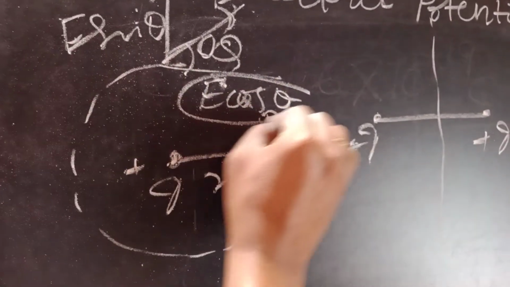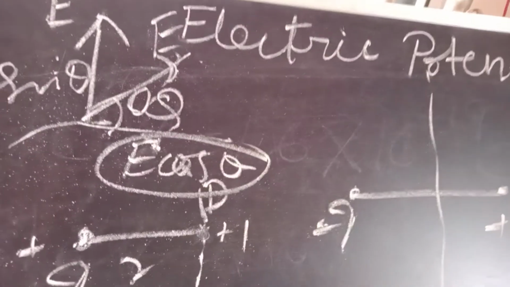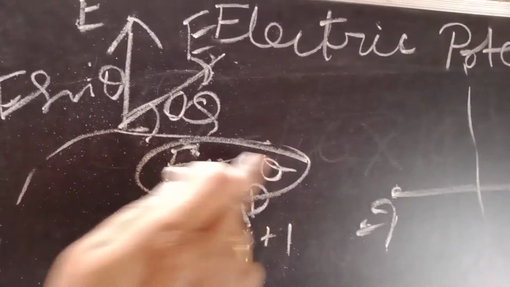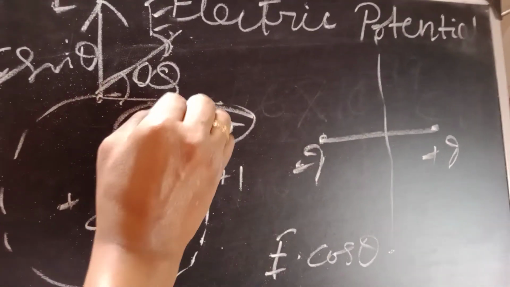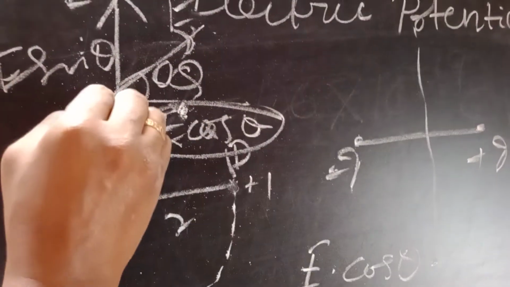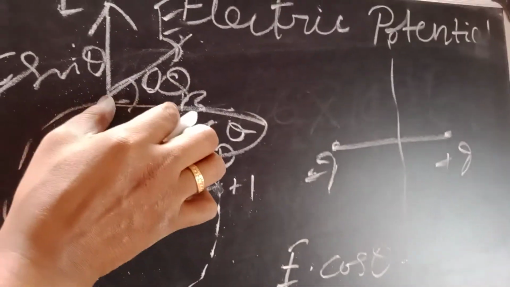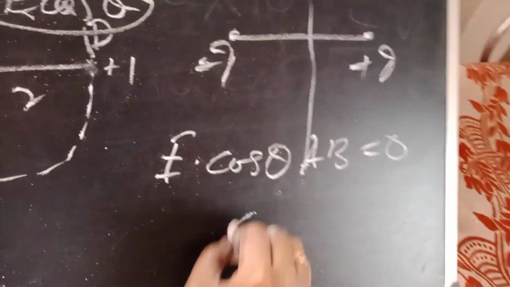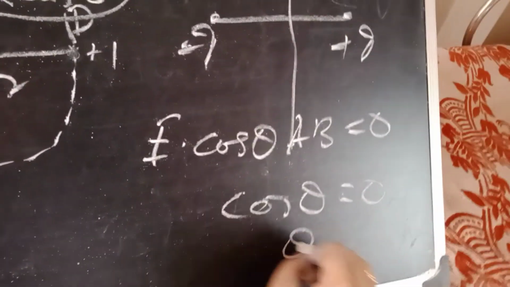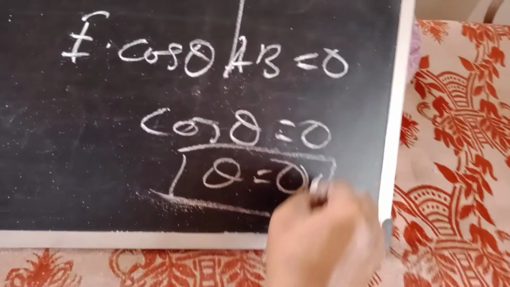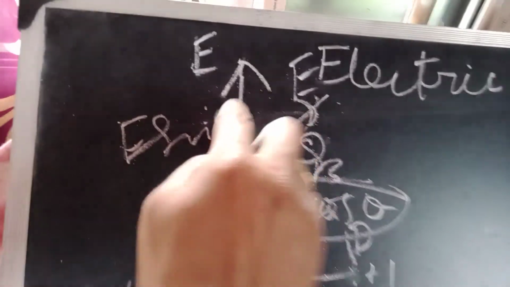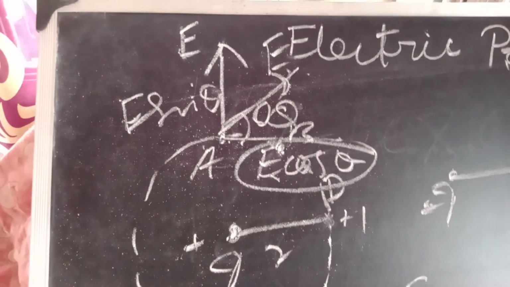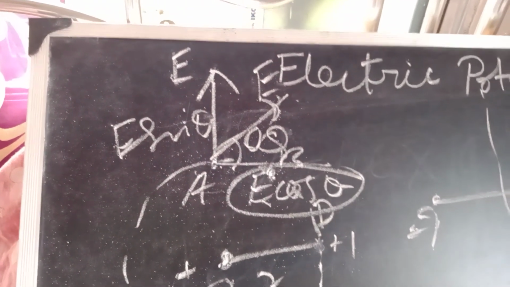So what does work done mean? E cos theta is the tangential force, the force along the surface, and the distance from point A to point B on the equipotential surface is AB. So E cos theta times AB equals 0. That means cos theta equals 0, so theta is 90 degrees. So the electric field will always be perpendicular to the equipotential surface.